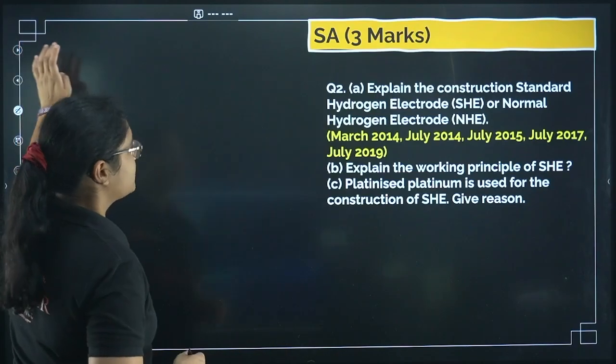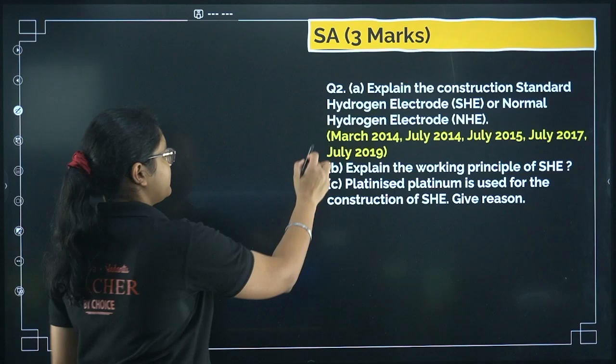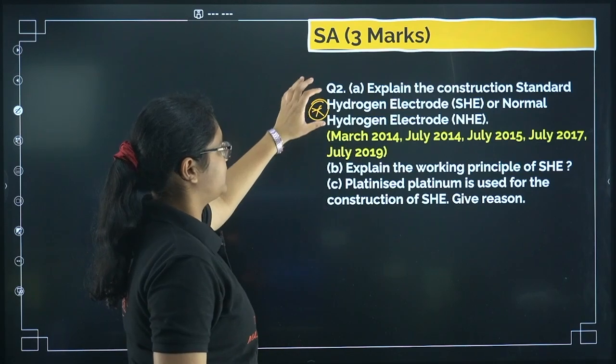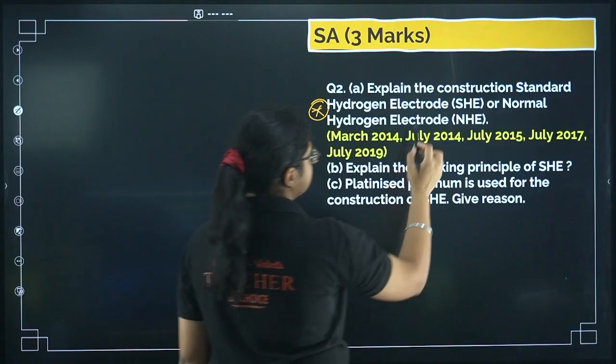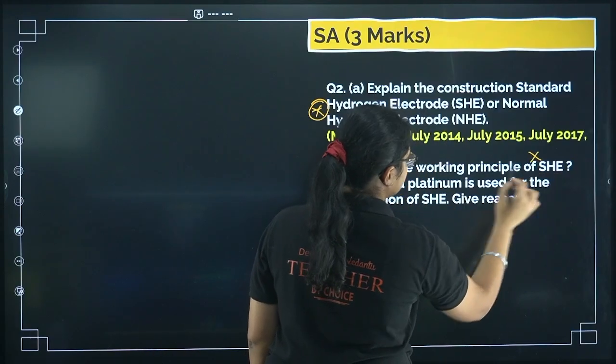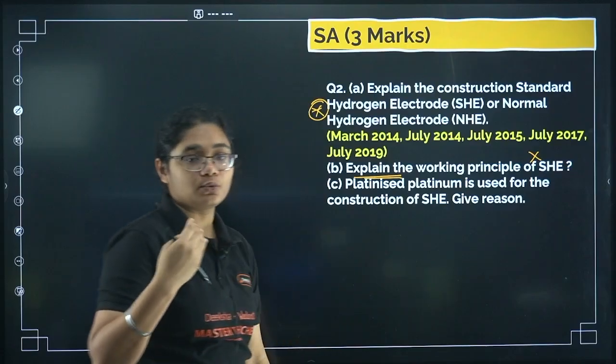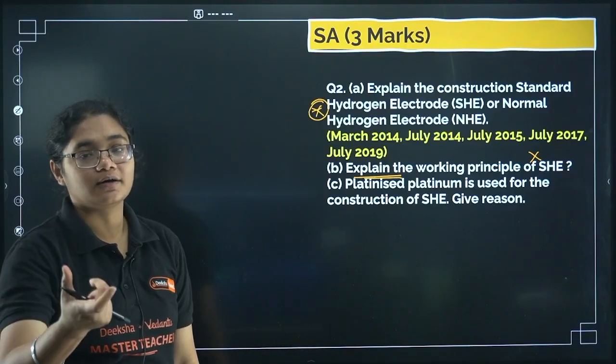Okay, so that is there. Next we have the SHE. This is a very important question. Every year an SHE question is asked. So you have to first explain the construction of SHE. This is important. Working principle is not asked. Okay, this is not important. Then you should know its notation and its representation.